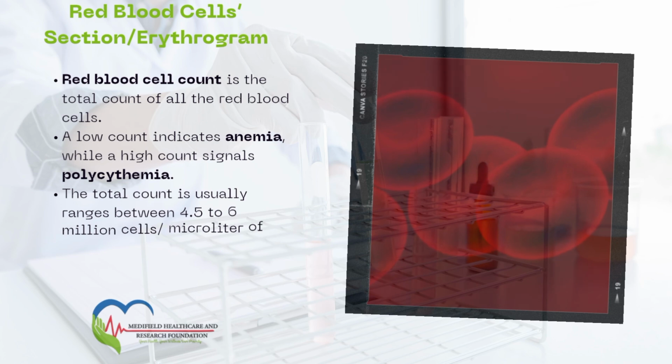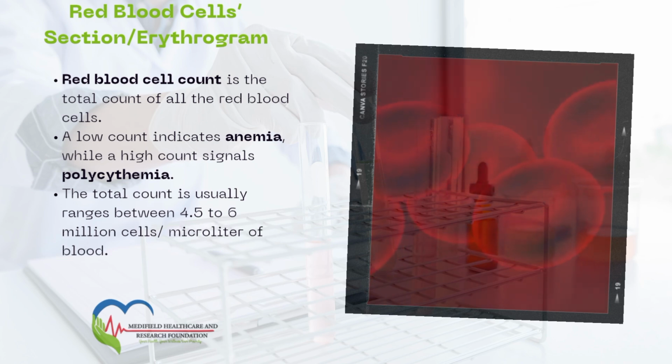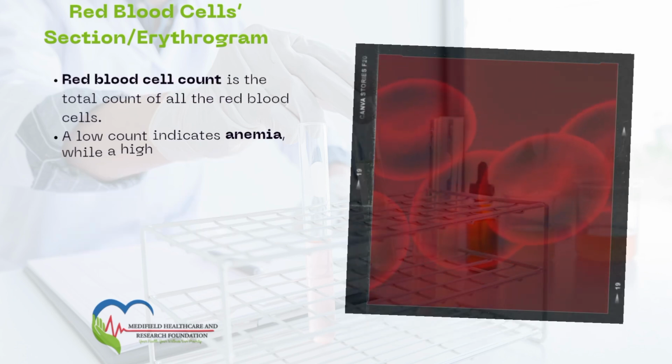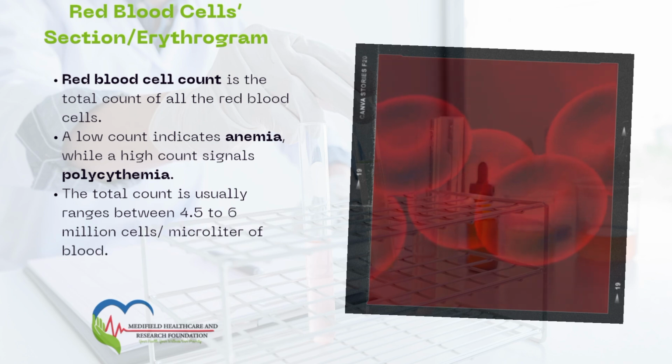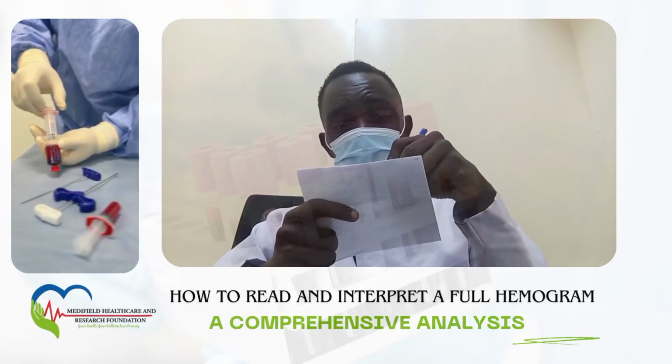I'll call it the erythrogram for the purposes of this presentation. The red blood cell count is the total number of red blood cells in circulation. A low count is usually called anemia, and a high count leads to what we call polycythemia. So the total count is usually in a range between 4.5 to 6 million cells per cubic liter of blood.